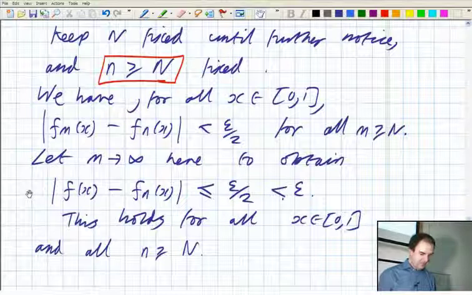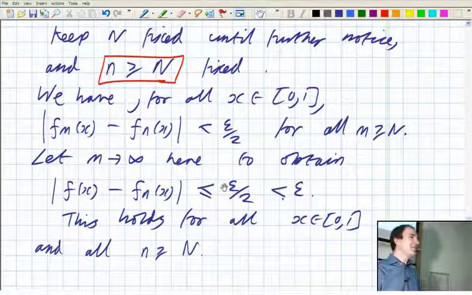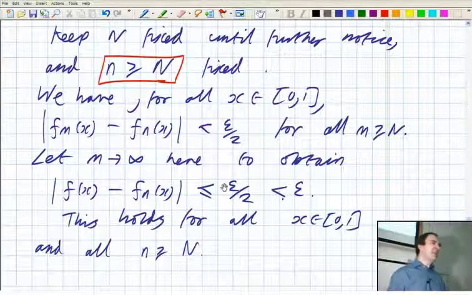And why is it equal to it? Why can't it be strict? Because a sequence of numbers that's strictly less than something can converge to that number. Just like a sequence of strictly positive real numbers can converge to 0. Like 1 over n is greater than 0, but 1 over n tends to 0. So suppose it was epsilon over 2 minus 1 over n, or epsilon over 2 minus 1 over m, would be less than epsilon over 2, but could converge to epsilon over 2.